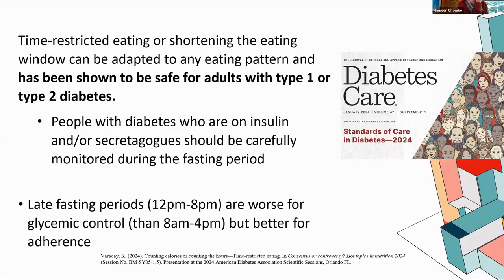So what we do have, we can look for the standards of care. Time-restricted eating is the new way of describing intermittent fasting, because many people are eating in a specific window of time during the day. And it has been shown to be safe for adults, not just with type 2, but also for type 1. Of course, if they're on insulin or if they're on sulfonylureas, they should be aware of what happens to their sugars and if they need to reduce or adjust doses during those fasting times, which can be difficult if you're on a basal insulin.